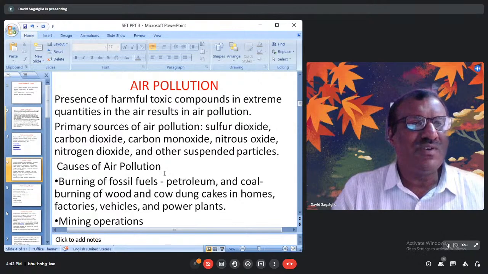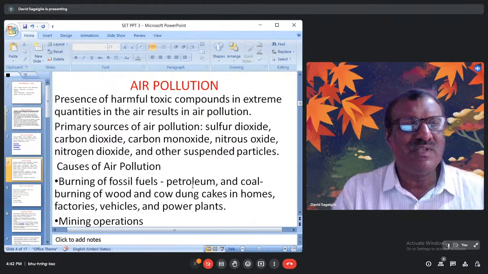What are the different causes of air pollution? Burning of fossil fuels. Fossil fuels are what? Petroleum and coal. Petroleum and coal are basically the sources of fossil fuel. These are the hydrocarbons. When they are burned, they also generate a lot of pollution.